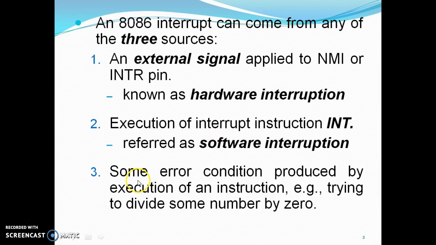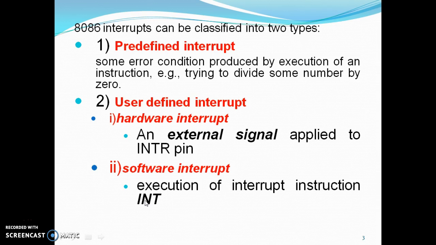And the last one is some error condition produced by the execution of an instruction, such as when we are dividing a number by 0. So basically these three are the different sources of 8086 interrupts.